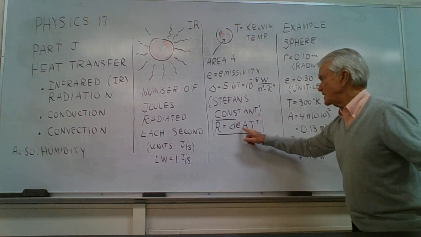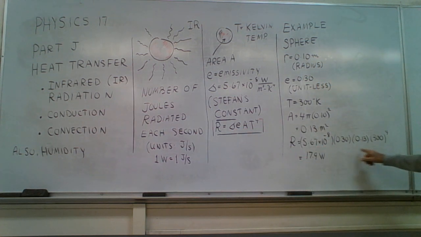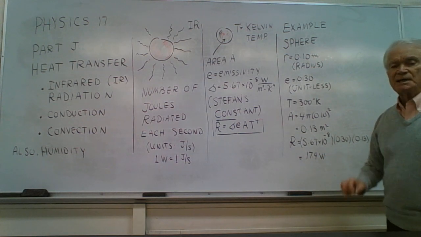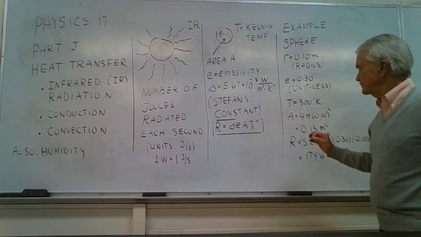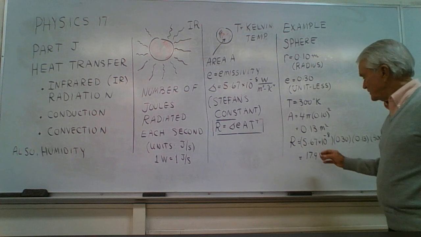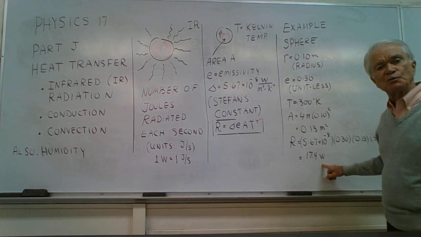Substituting for sigma, E, A, and T, we have this expression. Sigma, then E, then A, then T raised to the fourth power. The final answer is 17.9 watts. Now, what I would urge you to do is to verify that the units will properly cancel, leaving behind the only surviving unit. W stands for watt.